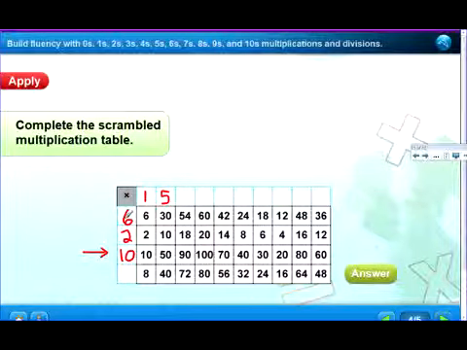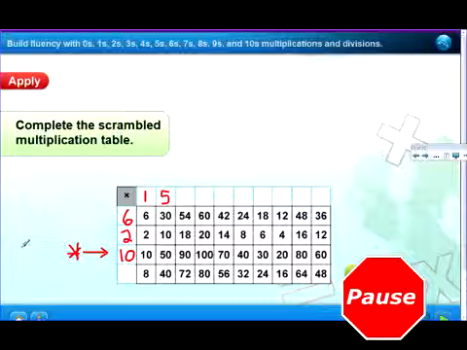We go 5 times 6 equals 30. That one fits. 5 times 2 equals 10. Hey, I think we got it. That was our key right there, finding that row of 10s so we can figure out the rest of the answer. I'll let you pause the video and see if you can figure out the rest.